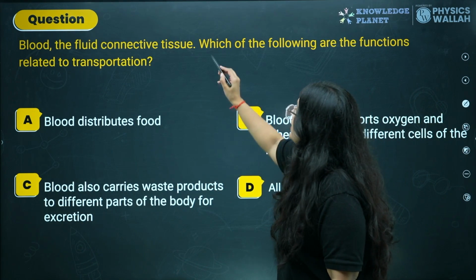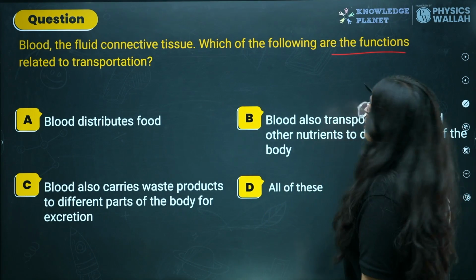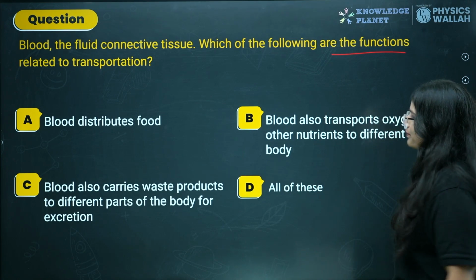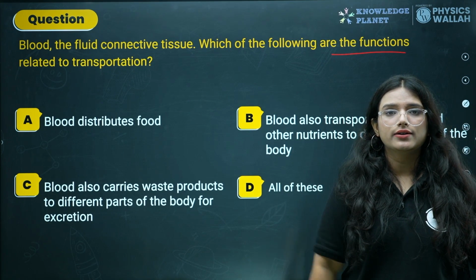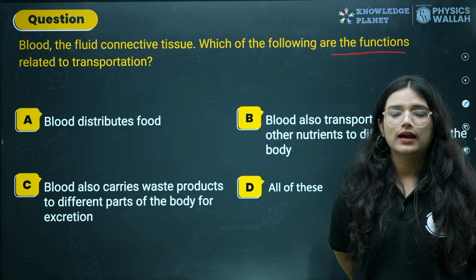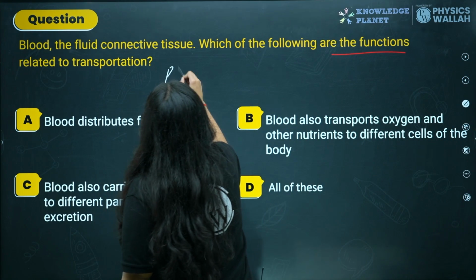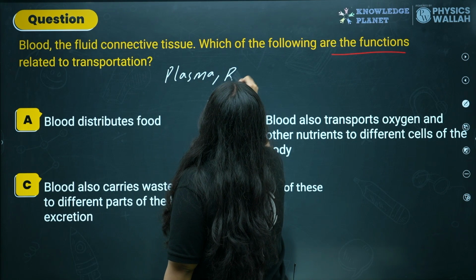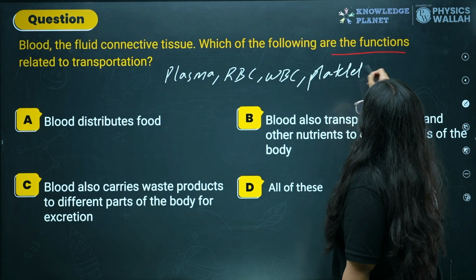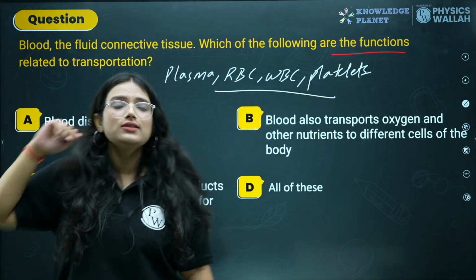So blood, the fluid connective tissue, which of the following functions are related to transportation? Let's talk about them. You have the options. Let's see. All right, so blood, the fluid connective tissue, we have plasma, RBC, WBC and platelets in the blood. Now, their function will be the blood's function, right? Of course.